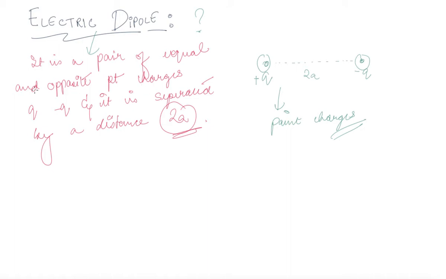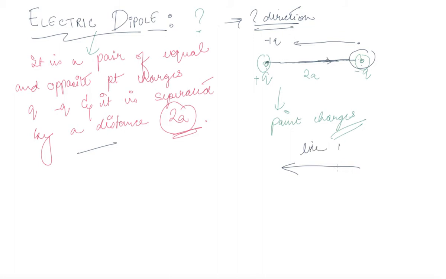And what is the direction of the electric dipole? If another question comes, what is the direction? You can explain that the line connecting the two charges defines a direction in space. The direction follows that if you take minus q and go towards plus q, the direction from minus q to q is said to be the direction of the dipole. So this is your dipole's direction.